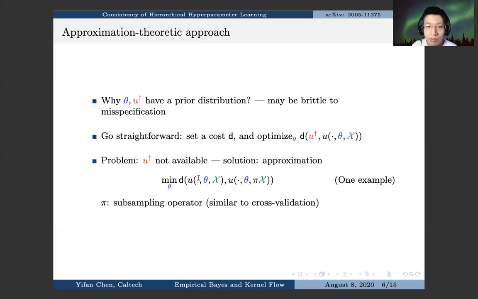As one example, we can turn to minimize the following problem. This is the distance between the GPR solution using the whole dataset X and the GPR solution using a fraction of the dataset, which is pi X. Pi is the subsampling operator. This problem is similar to cross-validation because we are using a fraction of this data to infer the property of the original data.